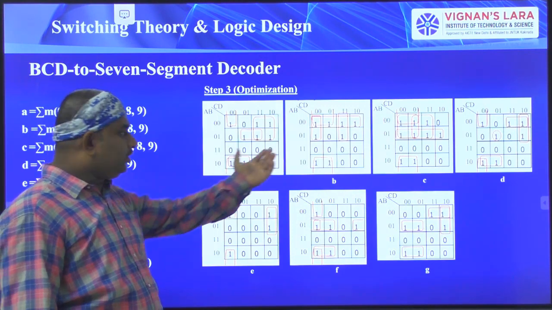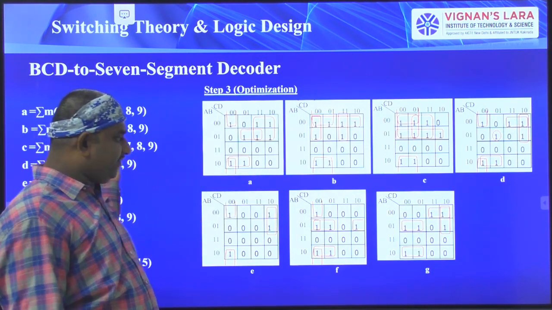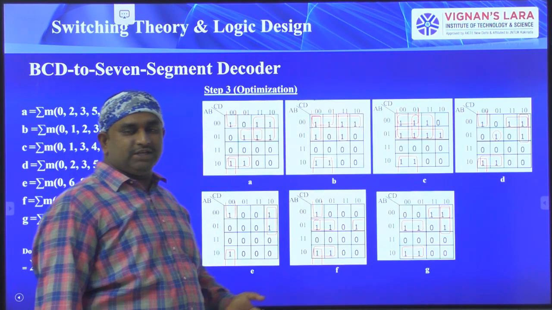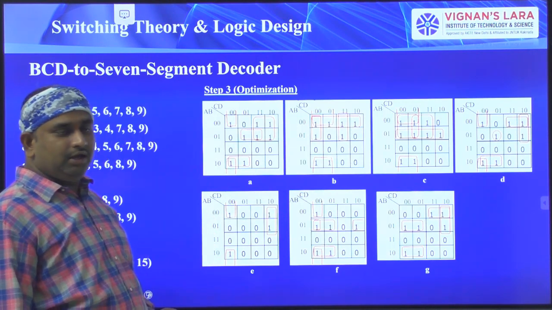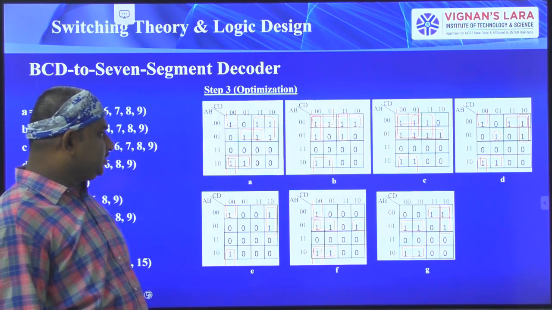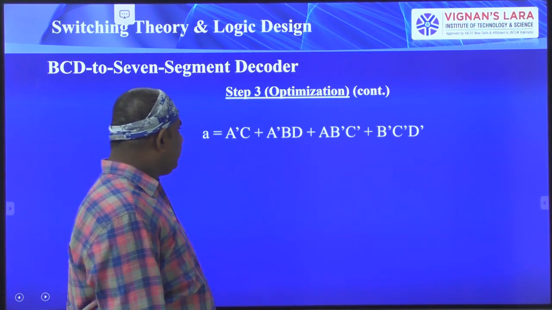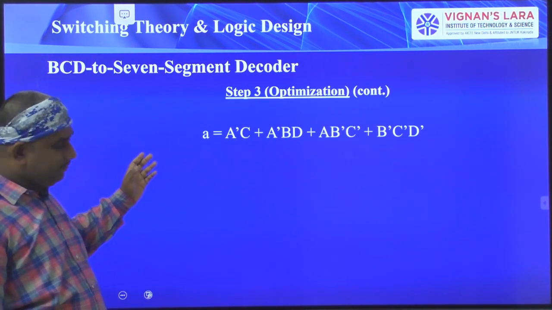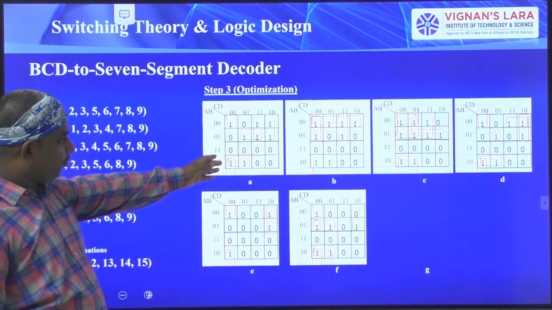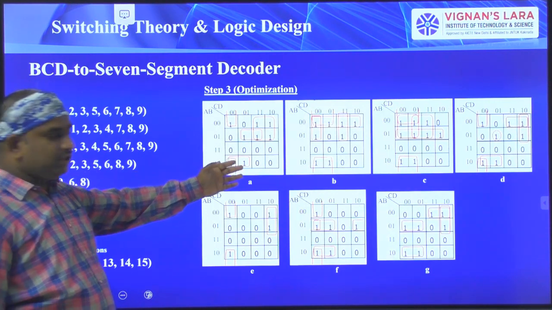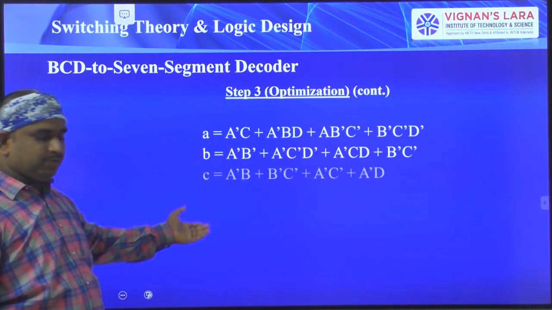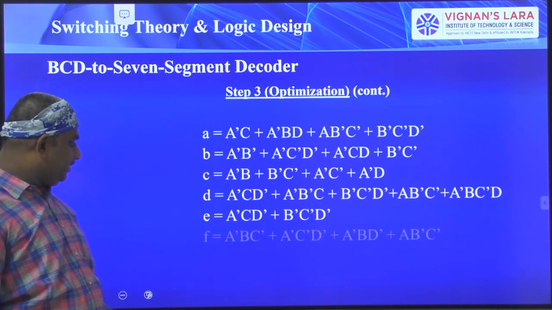So, these are the total 7 K-maps. For the 7 functions, I have drawn here the 7 K-maps. Now you have to simplify these expressions. So, coming to the simplified expressions for A, B, C, D. After grouping this K-map, you have to write down the simplified expression. Those simplified expressions I have completed here.